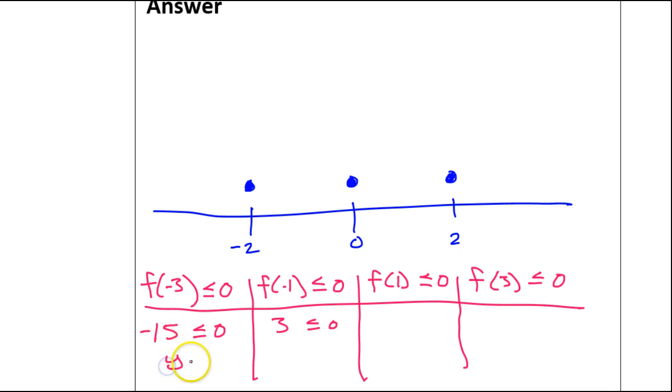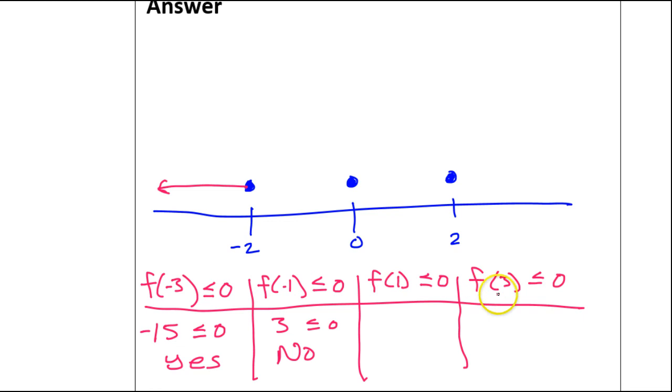Well, negative 15 is less than or equal to 0. That means negative 3 is a solution, which means that every value in this interval is a solution. We will show that by drawing a ray in this interval. Is 3 less than or equal to 0? No, it is not. That means negative 1 is not a solution. That means none of the values in this interval will be solutions.